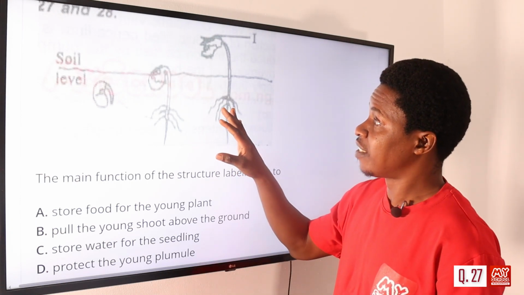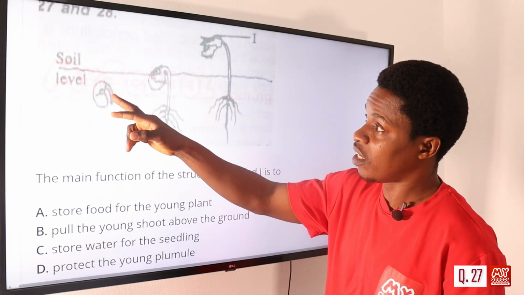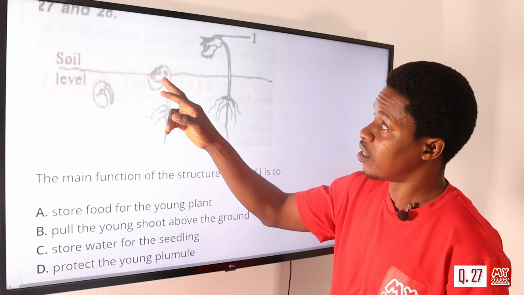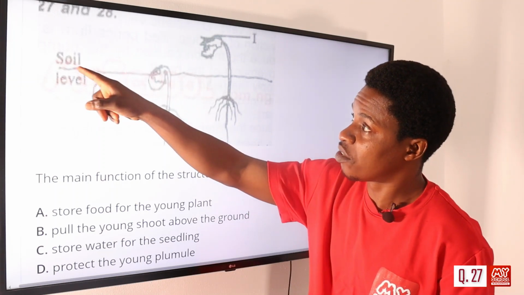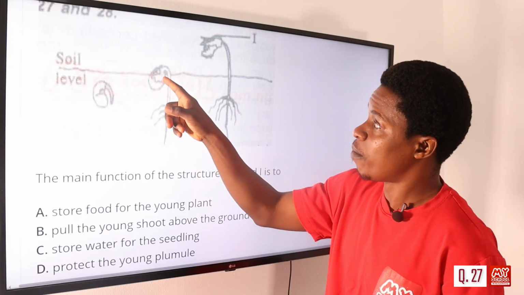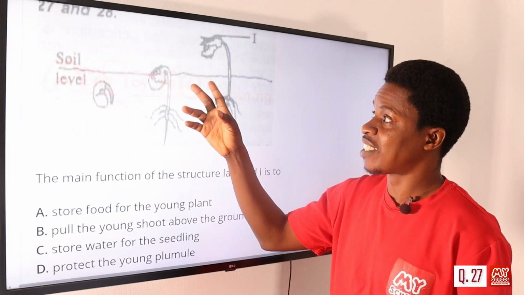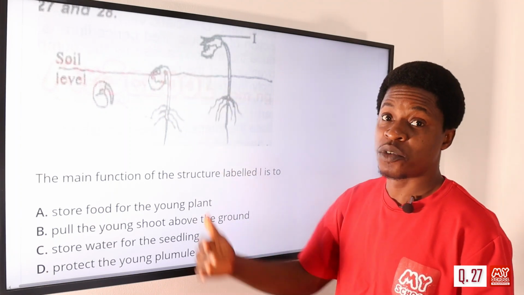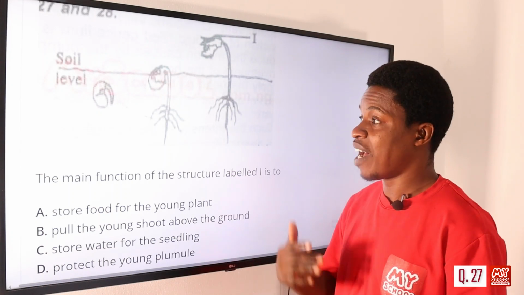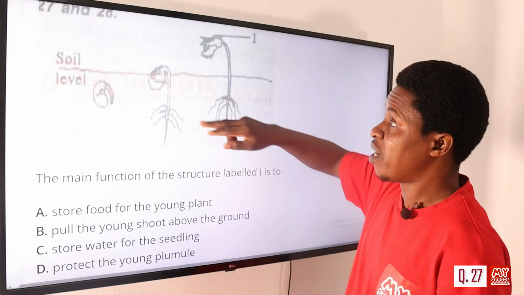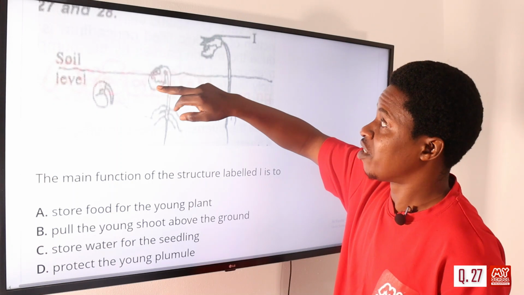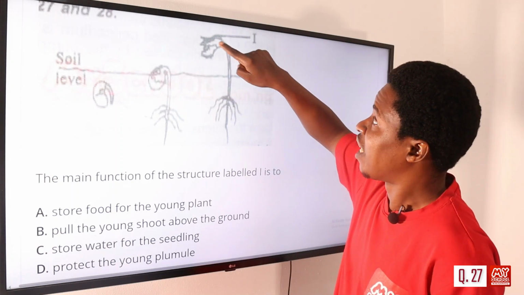Here we have the plumule and the seedling undergoing germination. We have the soil here, that's the soil level, and the seedling is coming up above that. Of course, we call this type of germination epigeal germination. We have epigeal and hypogeal, where the seedling is coming up, and then we have this point, Roman figure 1.